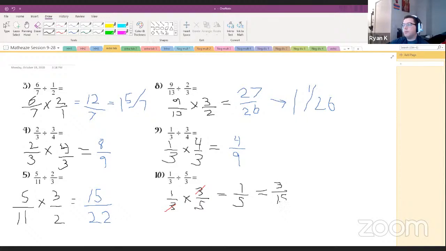Same thing. So we could pull out a 3 from each one. We could say this is 3 times 1, and this is 3 times 5. And then we cancel our 3's because they're the same, and we're left with 1/5.